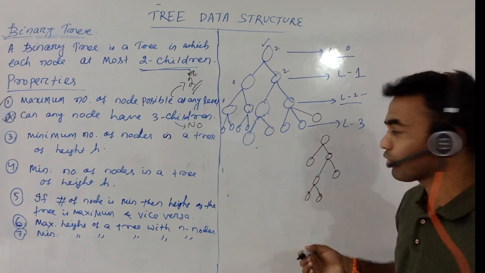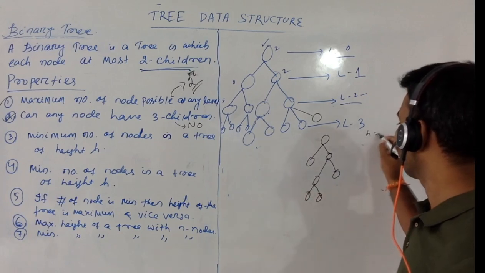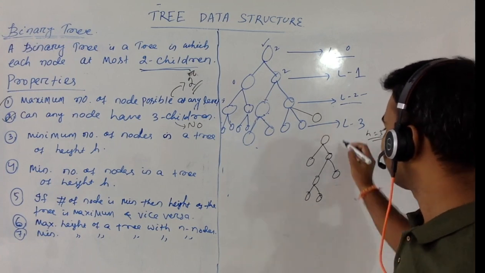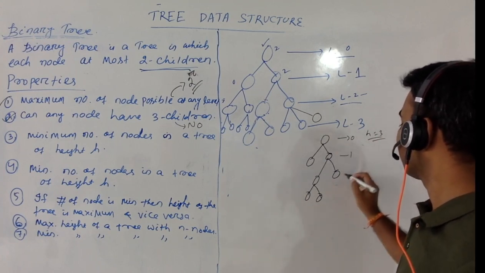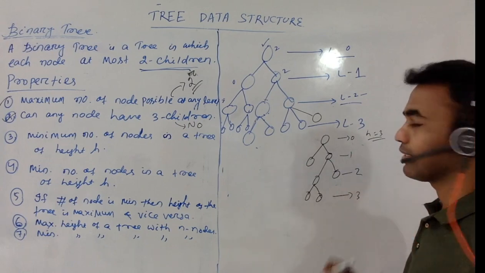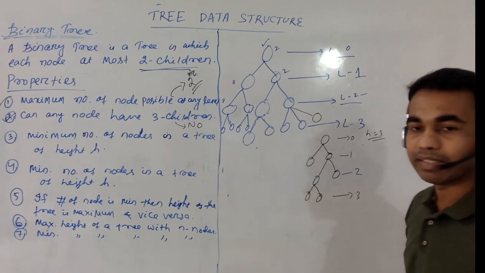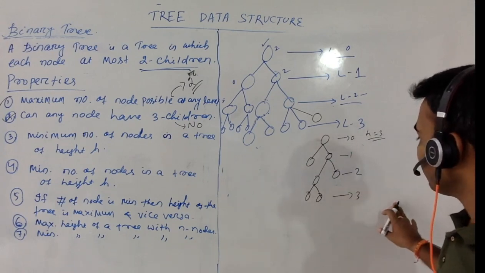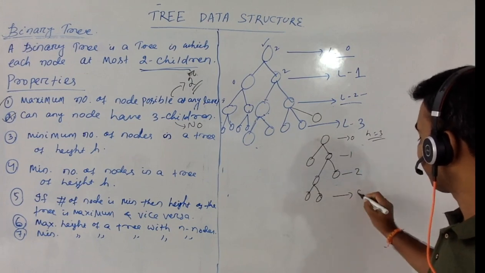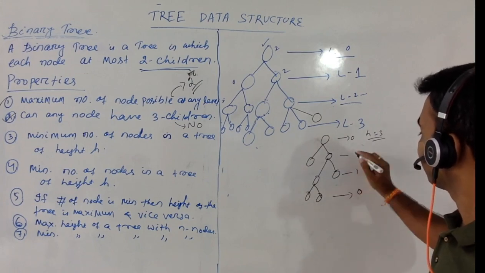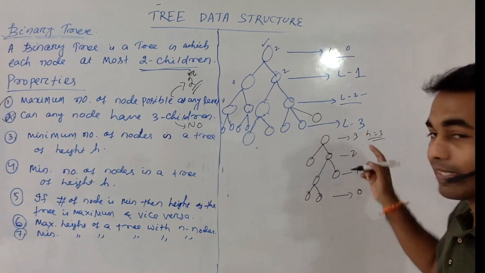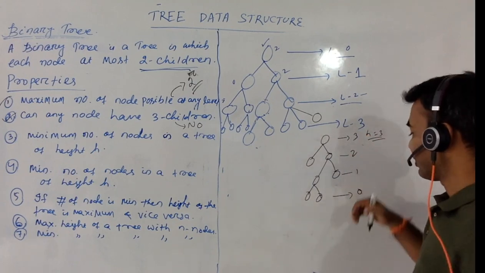This is a binary tree. So what is the height? The height is 3, because this is 0, this is 1, this is 2, this is 3. So the height is 3. Sorry, it will actually be determined from the bottom, so 0, 1, 2, 3. But the height is 3. Anyway, that will be the depth.